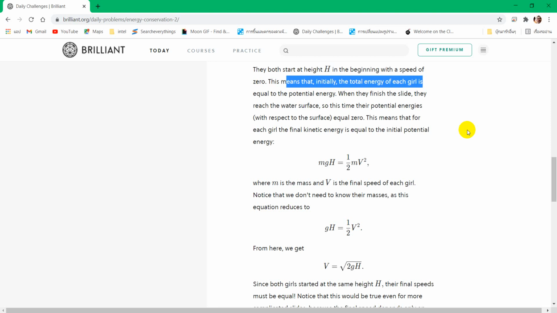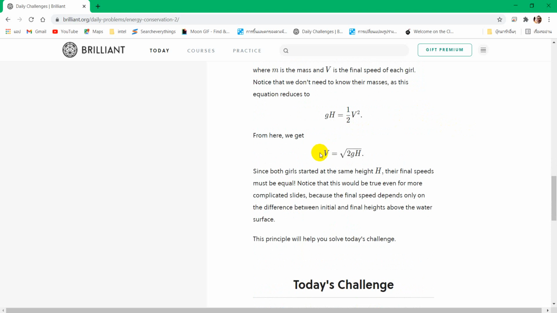Notice that we don't need to know their mass, as this equation reduces to gh equal to 1/2 v². From here we get v equal to the square root of 2gh.